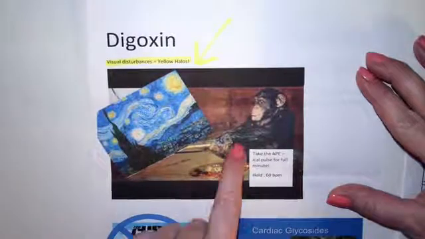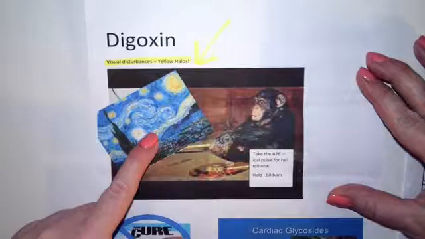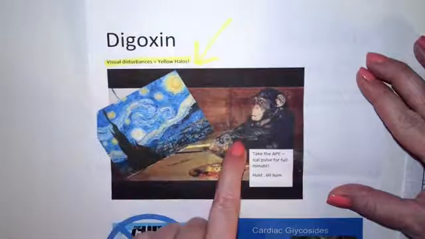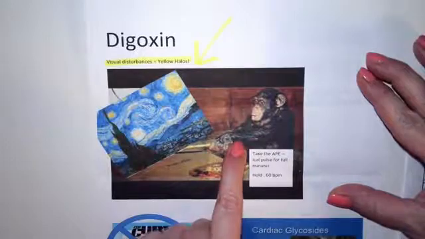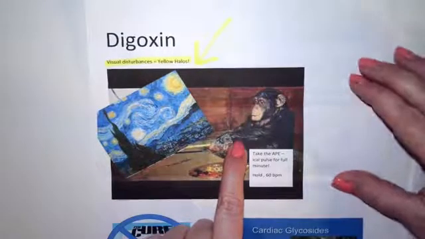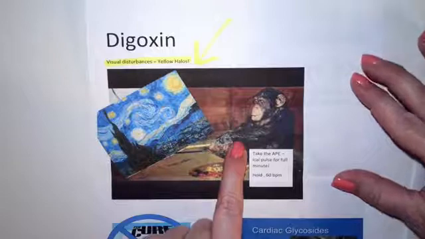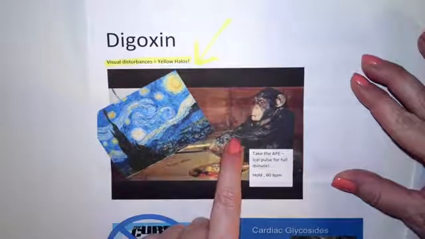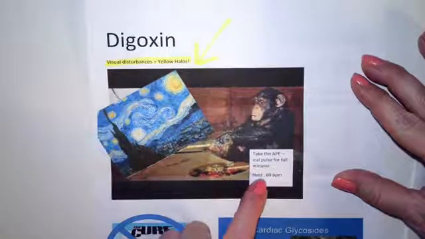And you can see this ape is actually doing the painting here, and that is because we need to take the apical pulse for a full minute. So whenever you're assessing your patient, before you give digoxin, take the apical pulse and then hold the medication if the heart rate is less than 60 beats per minute.